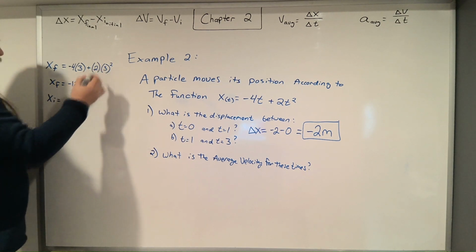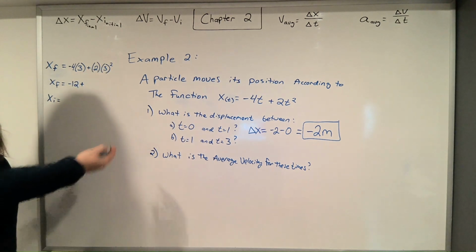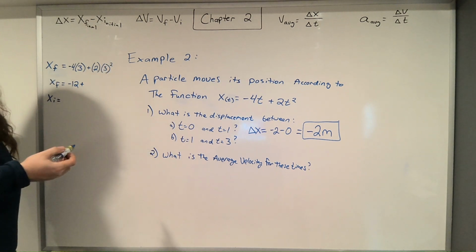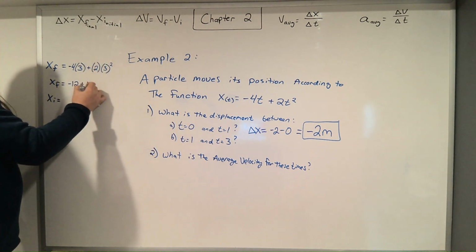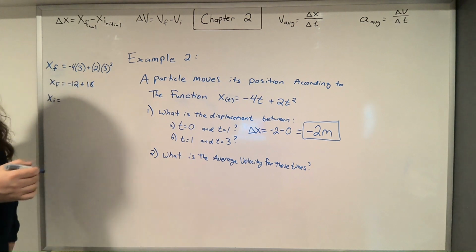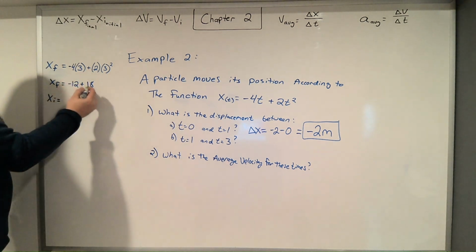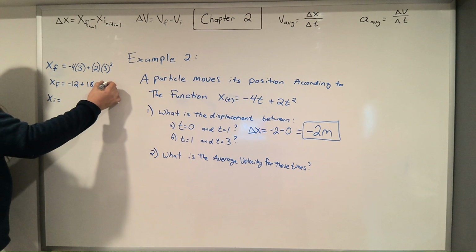Plus 2 times 3 squared. You've got to do squares first. So 3 squared is 9. 9 times 2 is 18. Okay. Negative 12 plus 18 gives me a positive 6.